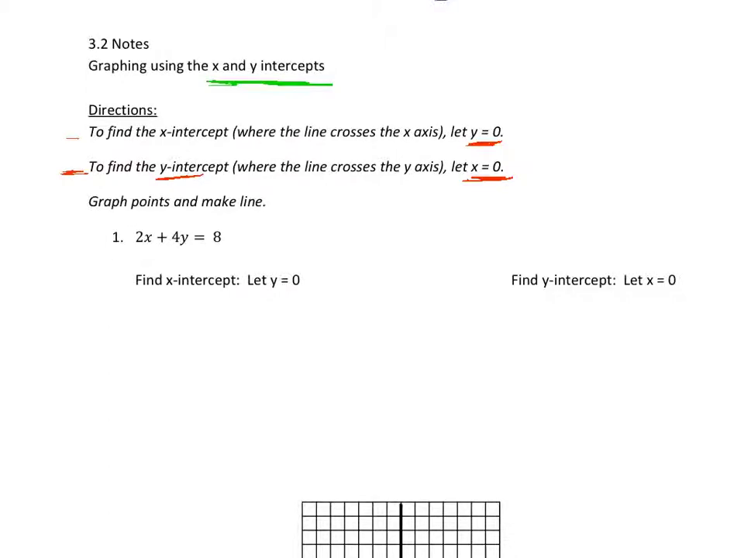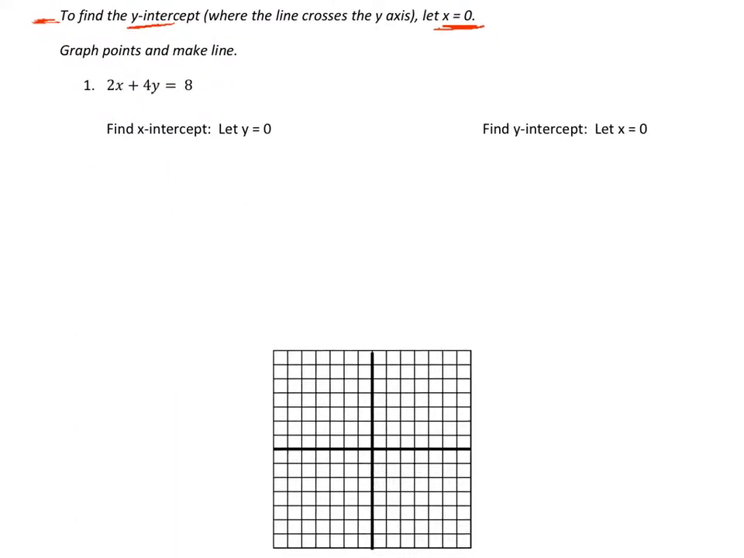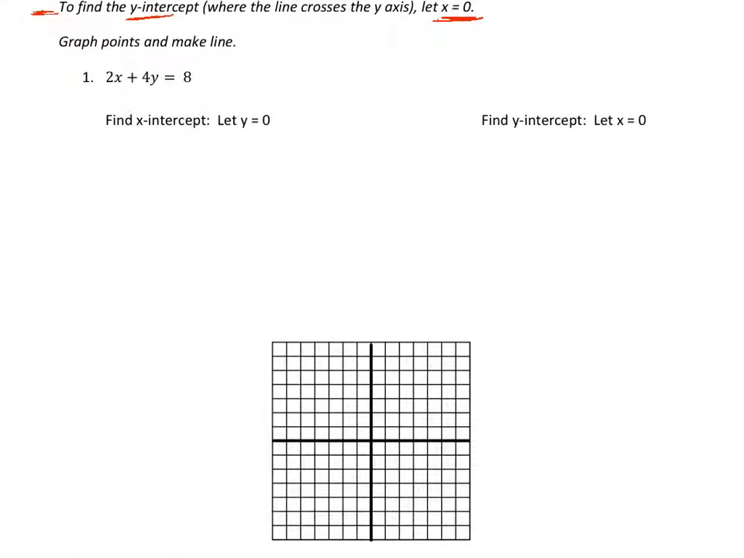All right, here we go. Let's look at number 1. We have 2x plus 4y equals 8. And this is actually called standard form. Y is not by itself. This is actually much easier to find the intercepts when it's in this form. Okay, let's find the x-intercept. We're going to let y equal 0. So I'm plugging in this 0 right here.